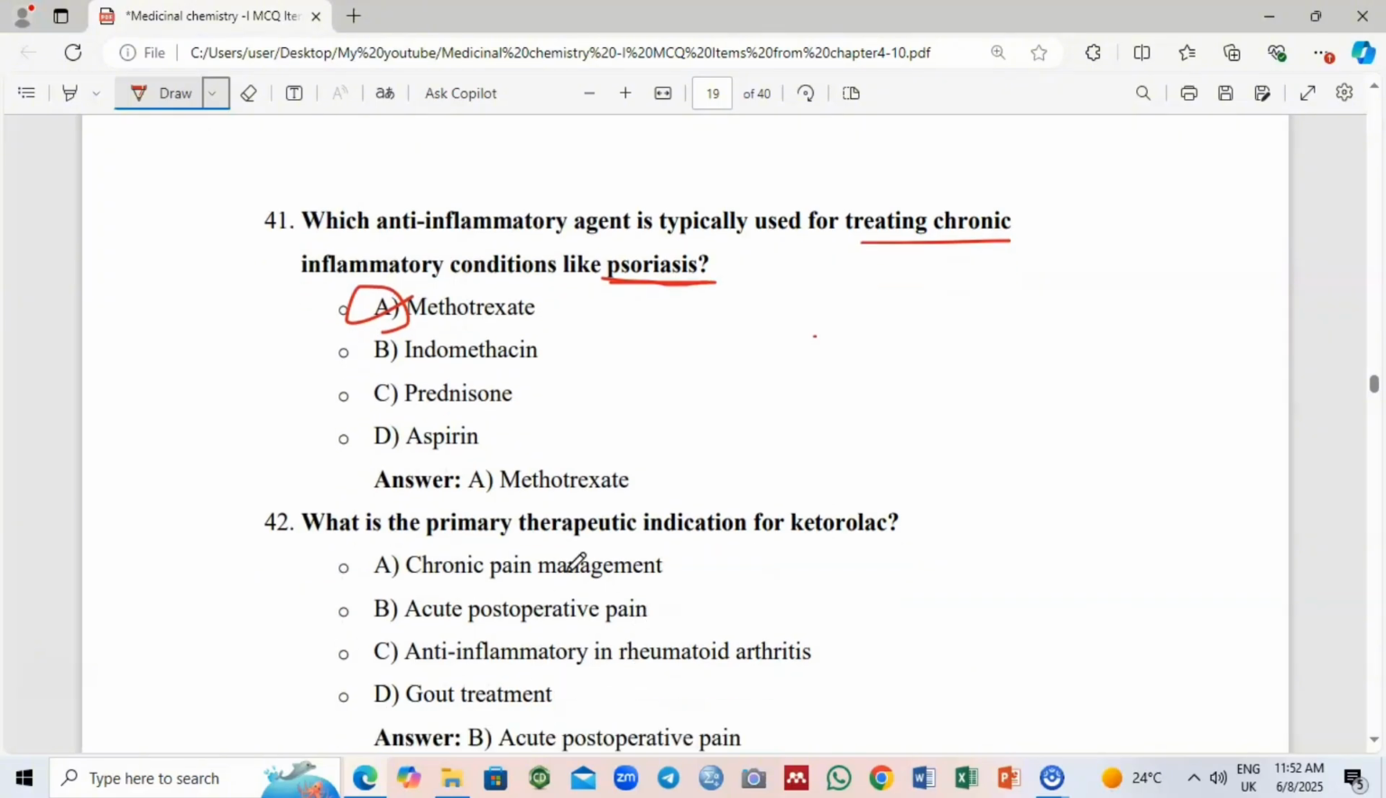So as you know, ketorolac can be used for the treatment of acute post-operative pain, and this post-operative pain may be associated with pain after surgery. Therefore, ketorolac can be given for acute post-operative pain.